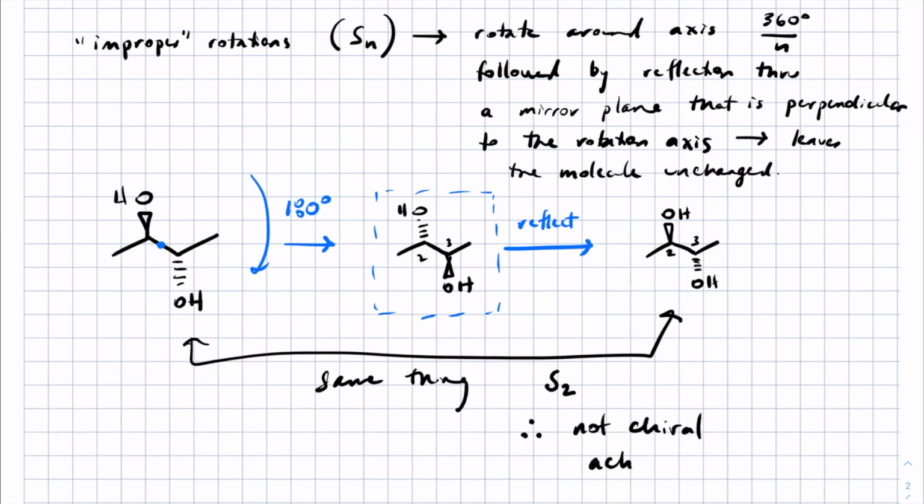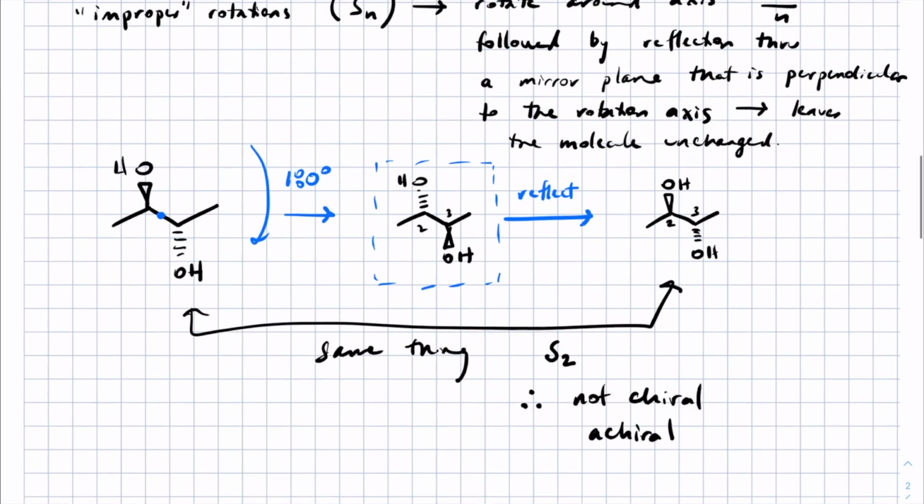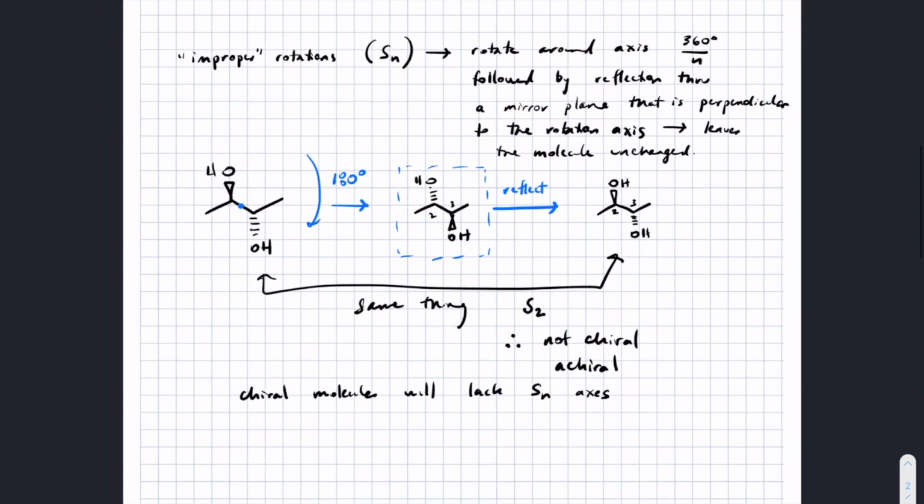You can also say achiral, though people get confused when you say this is a chiral molecule versus this is an achiral molecule anyway. So just be clear. And in general, chiral molecules overall will lack improper rotation axes. If your axis is S1, that's 360-degree rotation, so turn around all the way and then reflect through a mirror. That's just mirror plane symmetry, or we'll sometimes call that sigma.